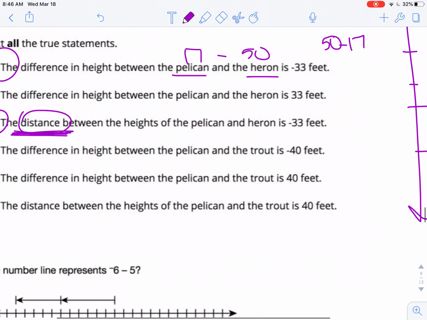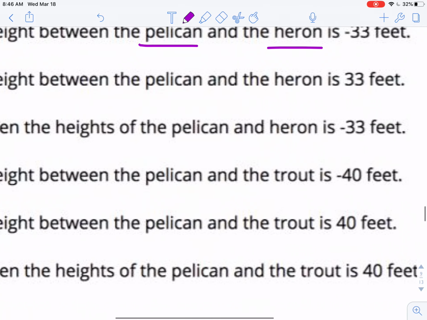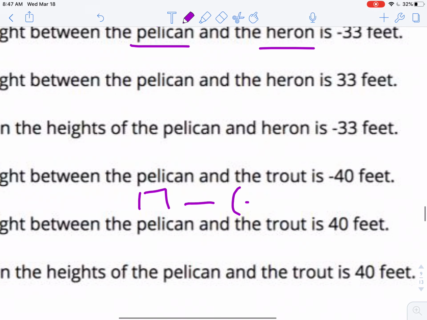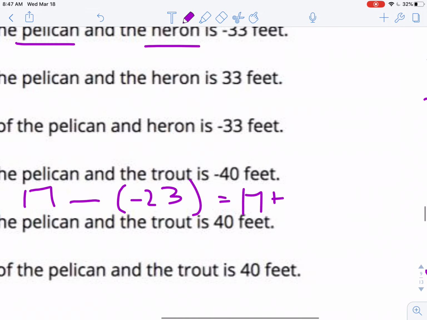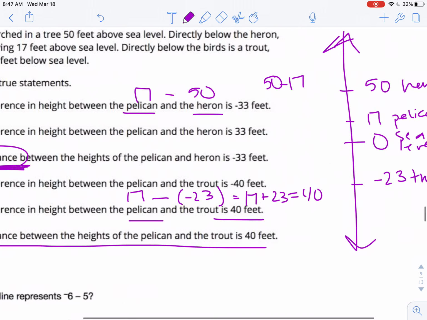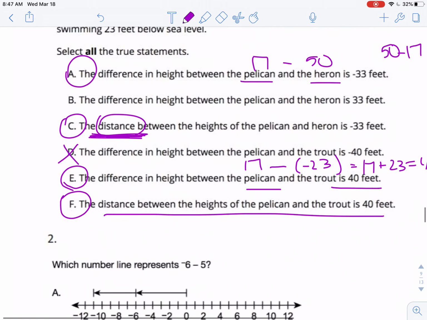The difference in height between the pelican and the trout is negative 40 feet. Well, let's see. Pelican is 17 minus the trout, which is negative 23. Well, that would give you 17 plus 23, which is 40, not negative 40. The difference in height between the pelican and the trout is 40 feet. Yes. The distance between the heights, yes. This distance right here is also 40 feet.